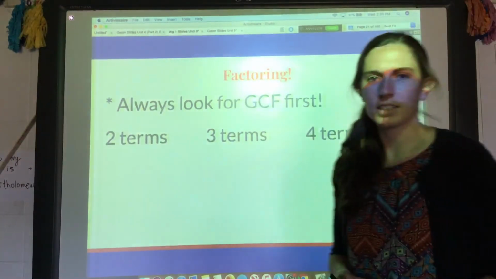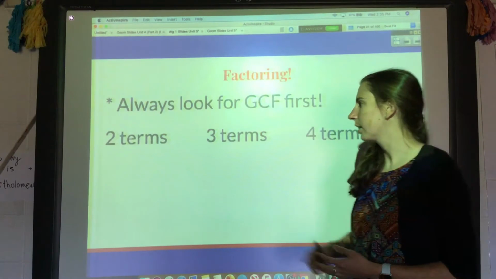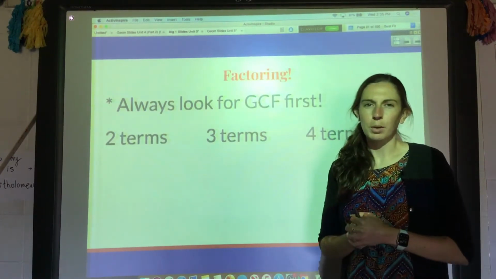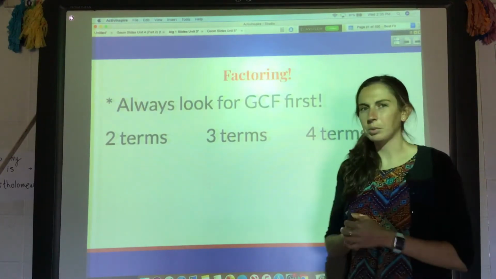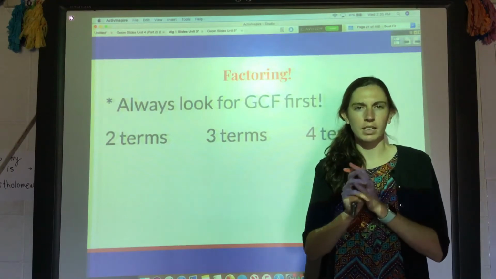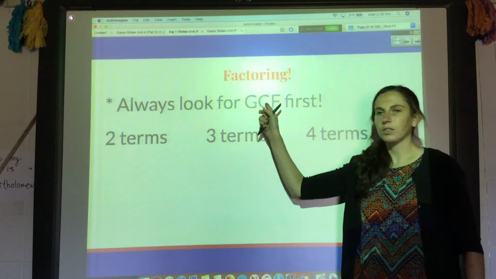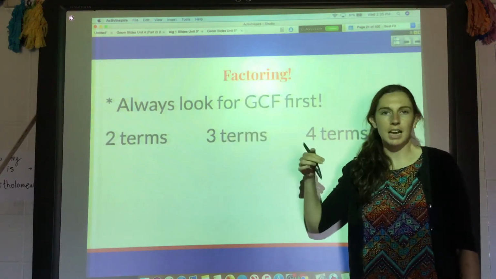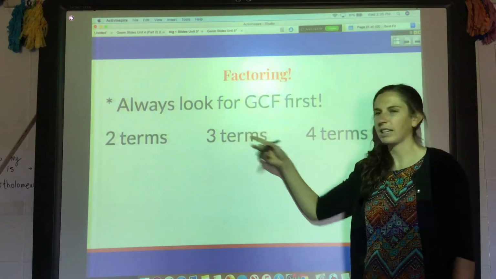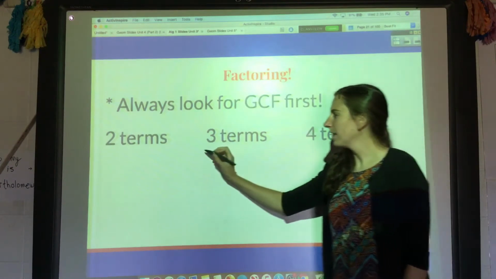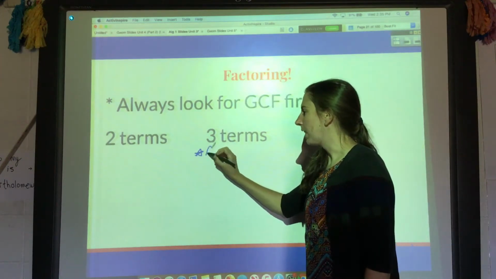So in this video, we're going to talk about factoring with three-term polynomials. Remember, when you factor, you're trying to come up with two expressions that multiply together to give you your original expression. The first thing you always want to do is look for a GCF. After that, it depends on how many terms it has. So today we're looking at three terms. I like to call this rainbow method.